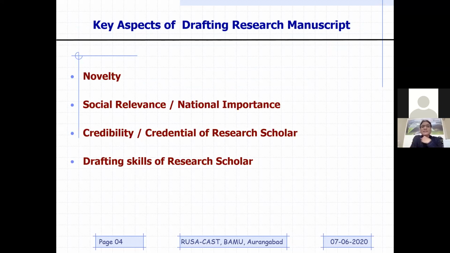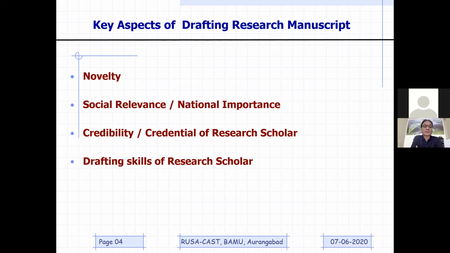What are the key aspects of drafting a manuscript? Whenever you are drafting a manuscript, you need to understand what the reviewer is going to look into, because unless you understand that, you will not be able to incorporate all those features in your manuscript. What I'm trying to tell you is that whenever the manuscript is received by a reviewer, what is the reviewer going to see in your manuscript?